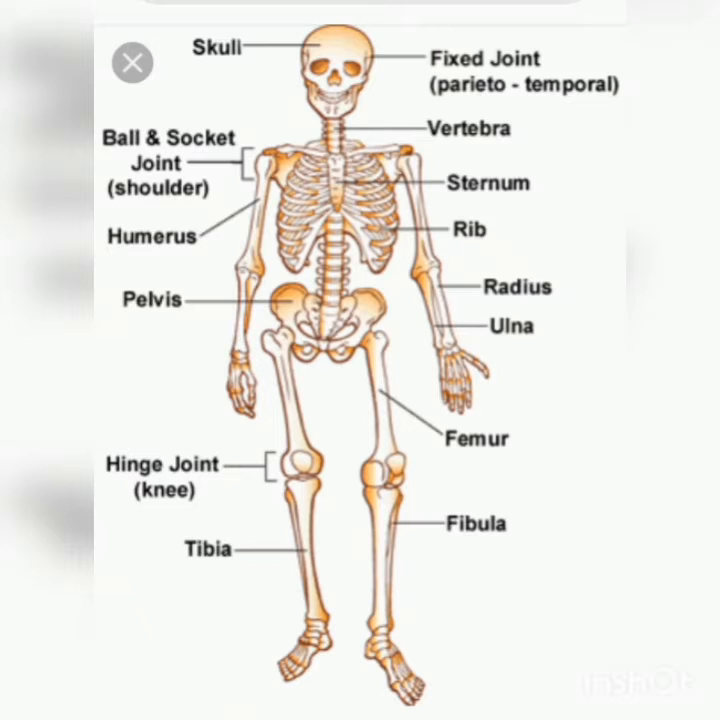Now next come the joints. There are two types of joints, immovable and movable joints. Movable joints allow greater freedom of movement, for example the shoulder, elbow and wrist joints. These are all movable joints. Immovable joints are those that do not allow any movement of the bones that are connected, for example the skull and pelvic girdle.